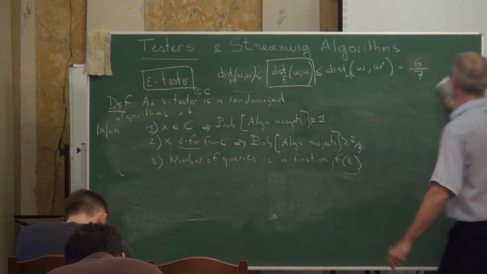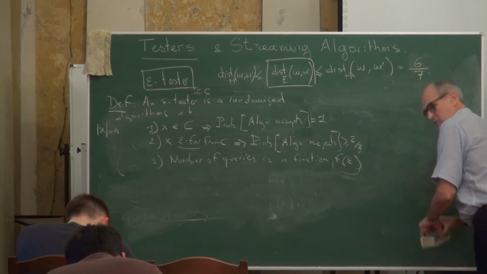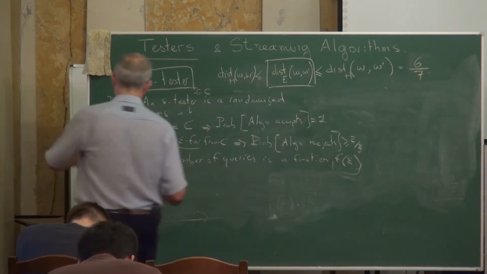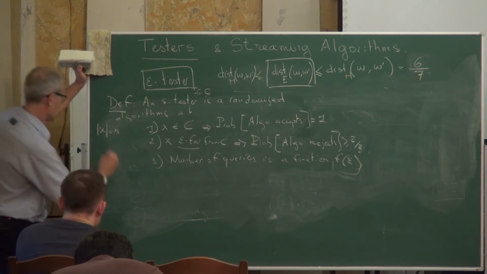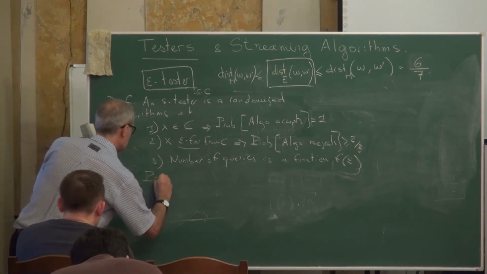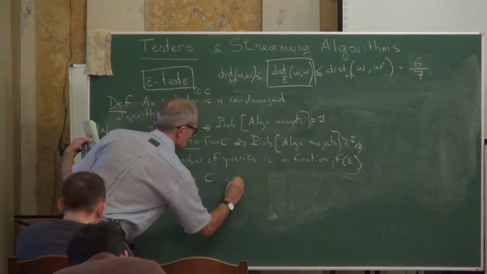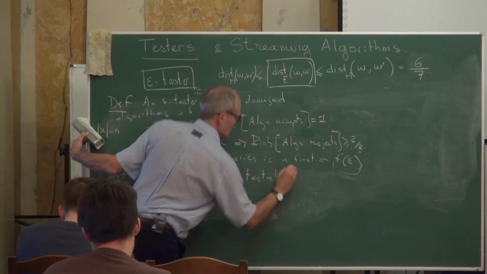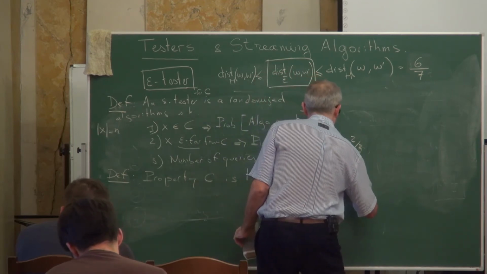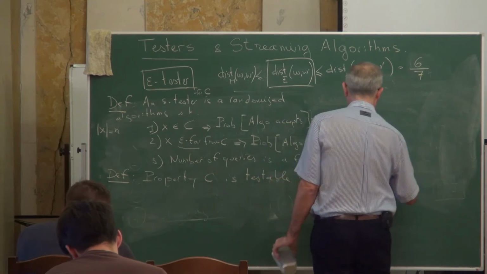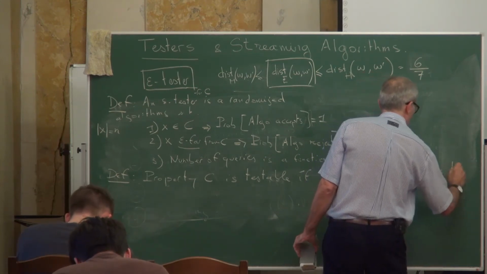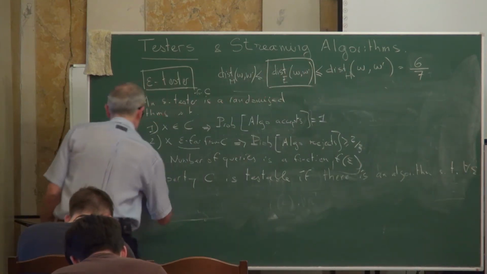All right. So now, we're going to find some simple tester in a minute, but by far the most classical tester is the one on linearity. Just before I go to this tester, I need a last definition. What does it mean that a property is testable? Say a property C is testable if there is an algorithm such that for all epsilon, it is an epsilon tester.